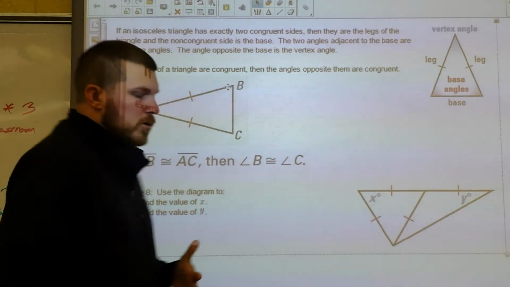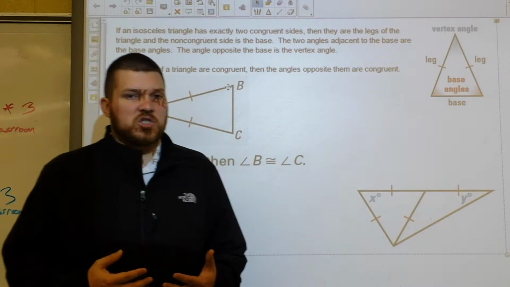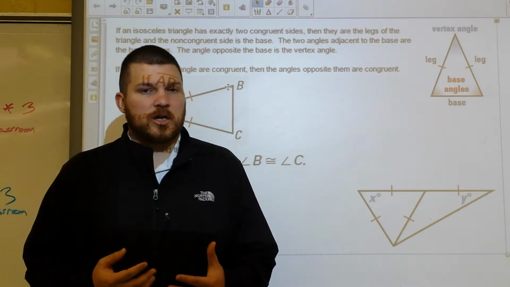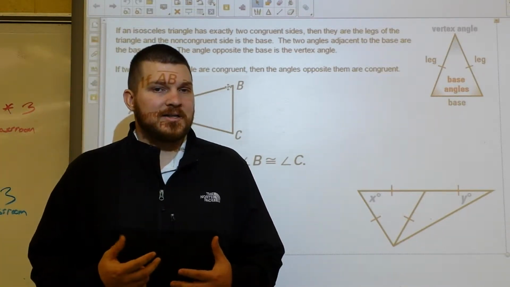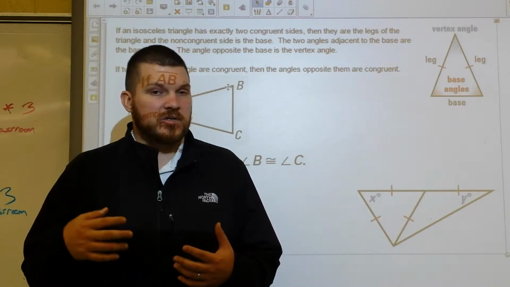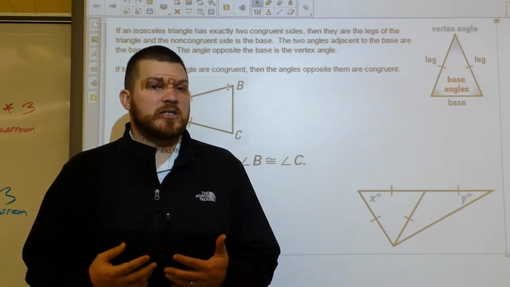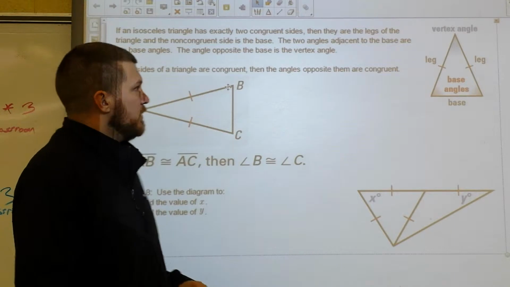Okay, so in this video we're going into a little bit more detail about isosceles triangles. Pretty much, remember an isosceles triangle has at least two congruent sides. So remember an equilateral triangle, which has three congruent sides, is technically a special type of isosceles. So just keep that in mind.